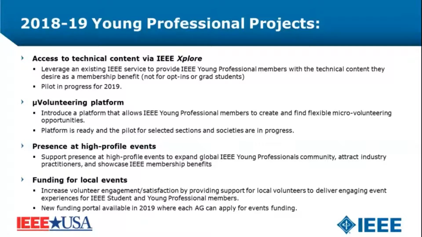And funding for local activities is basically the funding that is going to each and every affinity group. We discussed having 200 affinity groups worldwide. The funding here is basically to promote activities within these affinity groups. I'll talk about funding more in the next slide, but this is just to make sure that there are resources available within IEEE for young professionals in order to carry out events.